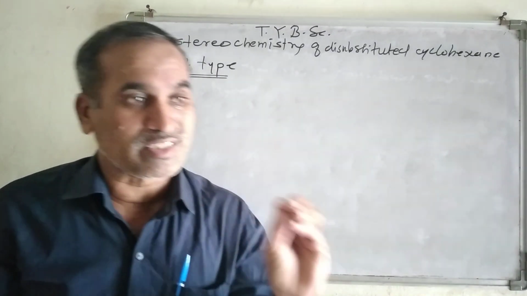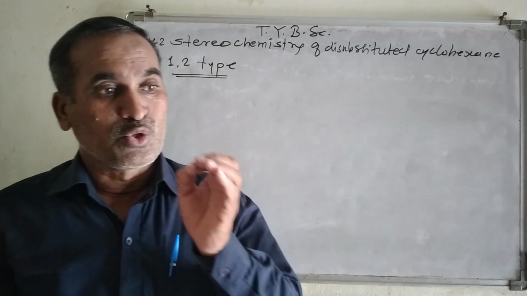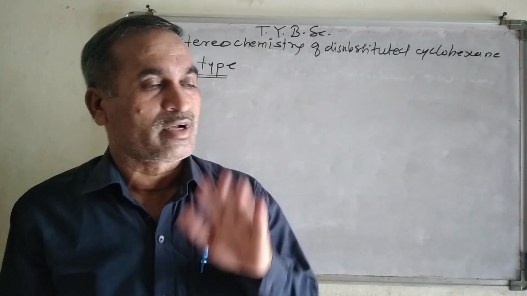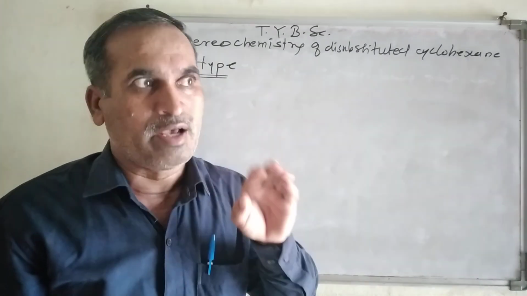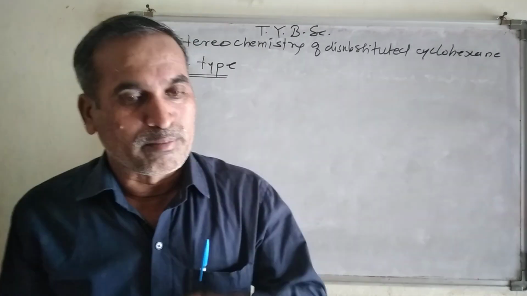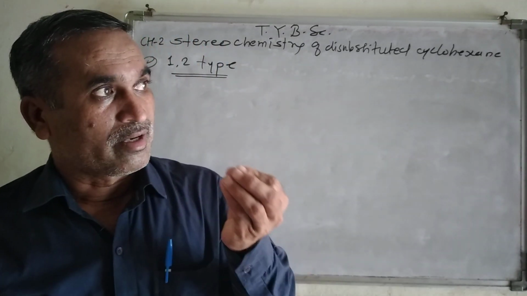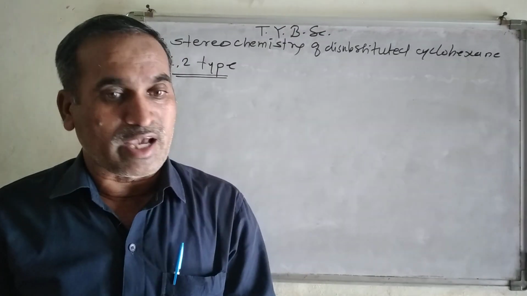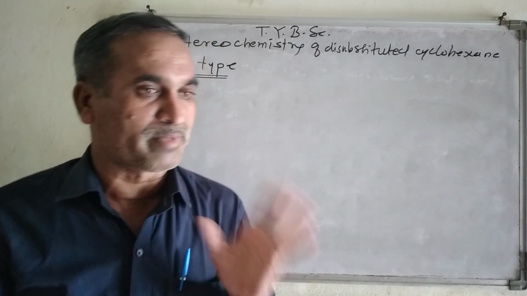Geometrical isomer means what? Cis isomer and trans isomer. In case of cyclic cyclohexane, you always remember what cis means and what trans means. Cis means both the substituents are coming on the same side of the general plane, whether above the plane or below the plane, but on the same side, and that type of stereoisomer is known as a cis isomer. In 1,1 type, geometrical isomerism is not possible.